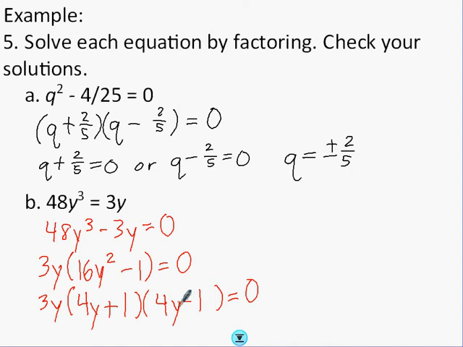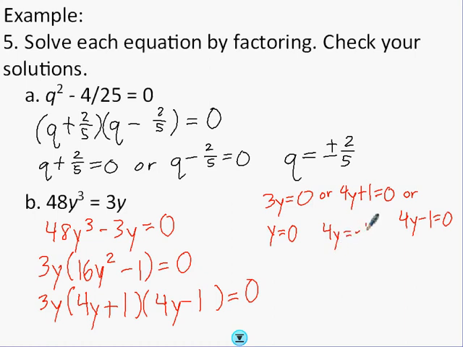Okay, finally, we have to figure out which one of our 1, 2, 3 factors is equal to 0. Maybe it's 3y, or maybe it's 4y plus 1, or maybe it's 4y minus 1. We solve each of these separately. The first one I'm going to divide by 3. The second one I'm going to subtract 1 and divide by 4. And the third one I'll add 1 and divide by 4.